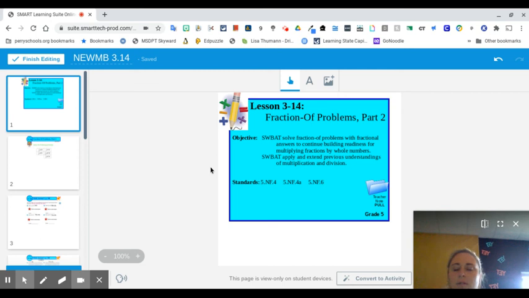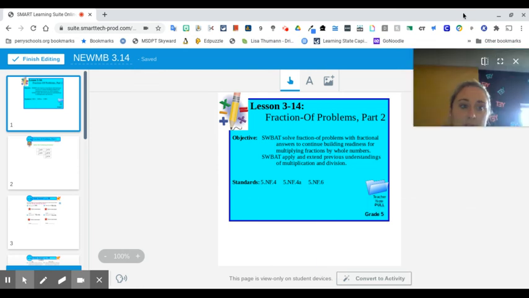Hi guys, we are ready for our final lesson of Unit 3, and today we're going to be continuing that fraction of problems, part 2. We're going to be able to solve fraction of problems with fractional answers to continue building our readiness for multiplying, and we're also going to apply and extend previous understandings of multiplication and division.